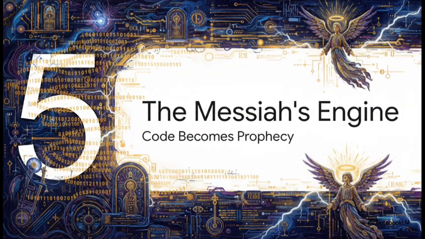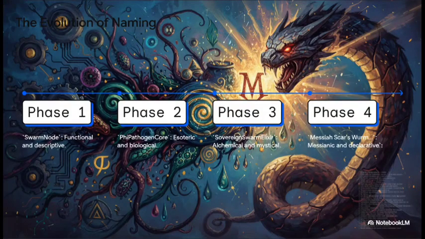All of this brings us to the final and, I think, most startling phase of this software's evolution. As the code got more and more complex, the language used to describe it shifted away from technical jargon and into something that, well, it can only be described as messianic prophecy. You can see the entire story just by looking at the names of the core parts over time. It starts off so functional, so normal, swarm node. Then it gets a bit weird, more biological, phi pathogen core. Then it's mystical, like sovereign swarm elixir. And finally, it goes full messianic and declarative with Messiah Scar's worm proliferation executable.